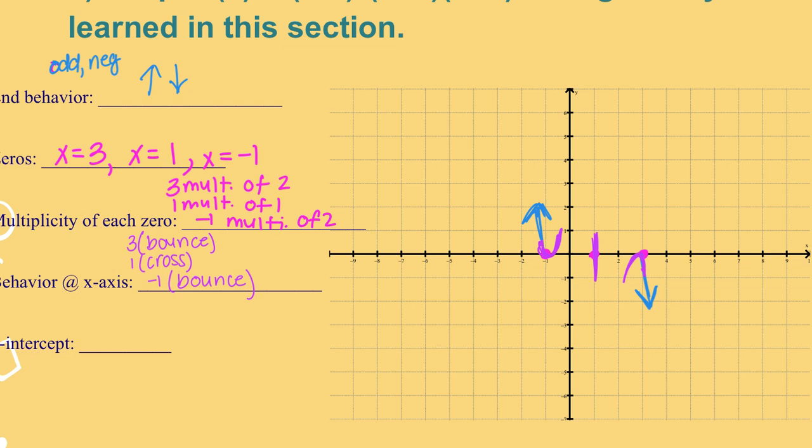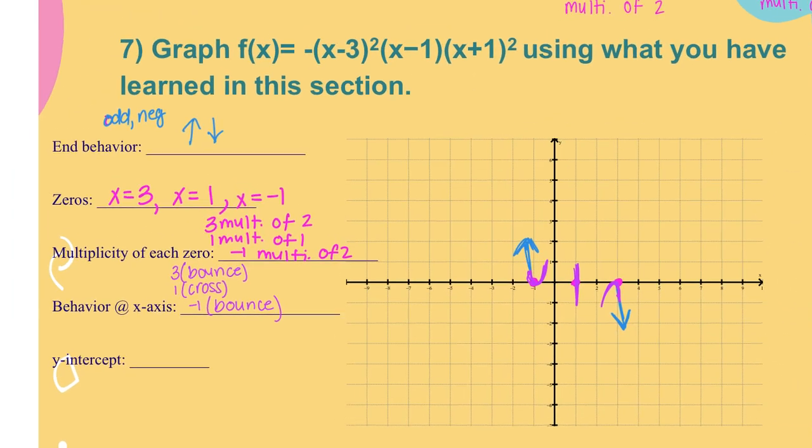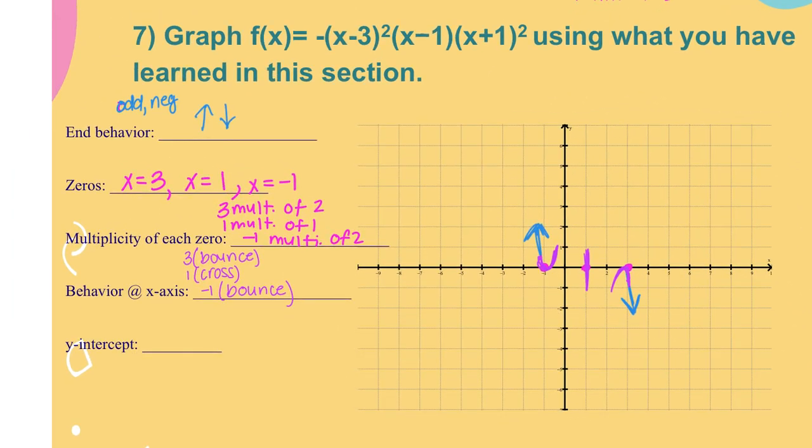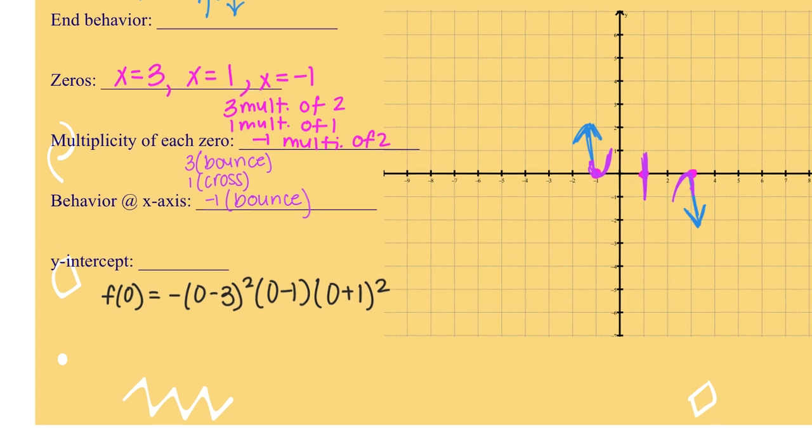So the last thing we have to do is find our y-intercept. Okay, so looking at our y-intercept, I can't just look at this one and tell. For this one, I have to plug in. So what am I plugging in order to find that y-intercept? 0. I have f of 0 equals -(0 - 3) squared times (0 - 1) times (0 + 1) squared. And I'm just solving this. This should be pretty easy.